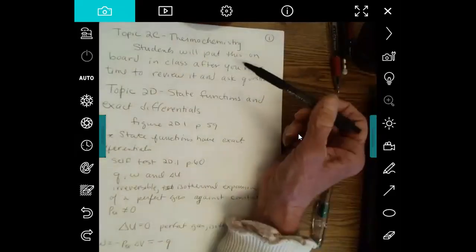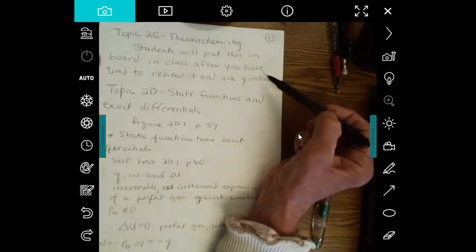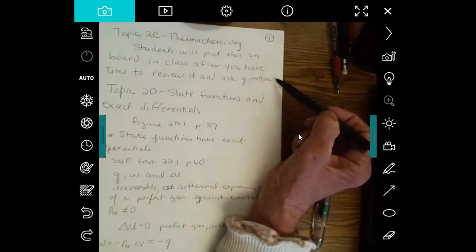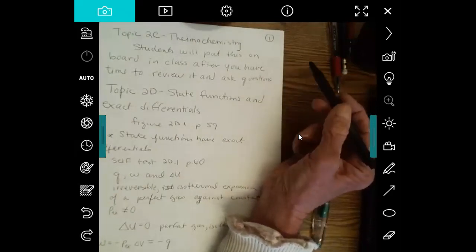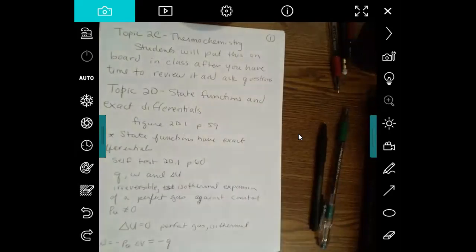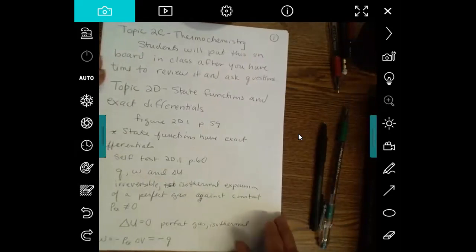So I'm not going to go over it because you would have seen exactly the same material in Chem 107 and 266. And the notation might be just a little bit different, but the ideas are the same. So I think we'll be able to share that, and in that way, you'll get any questions you have answered. So topic 2D is very new.